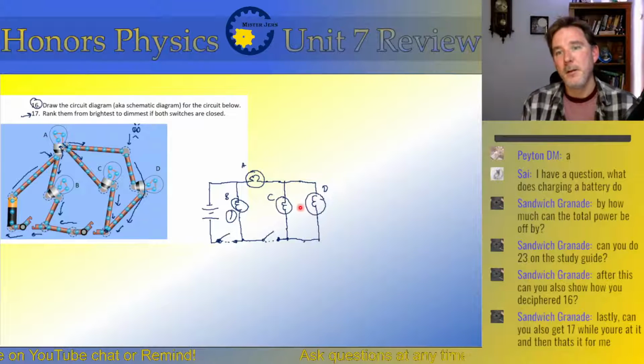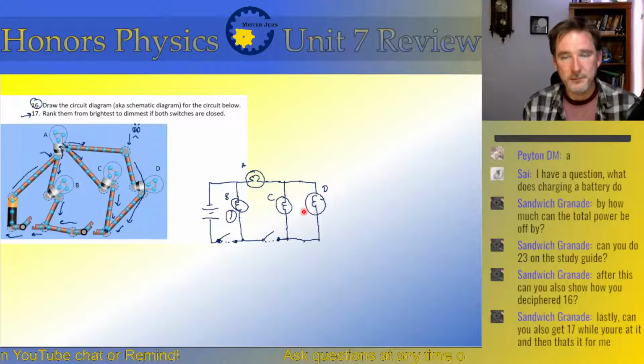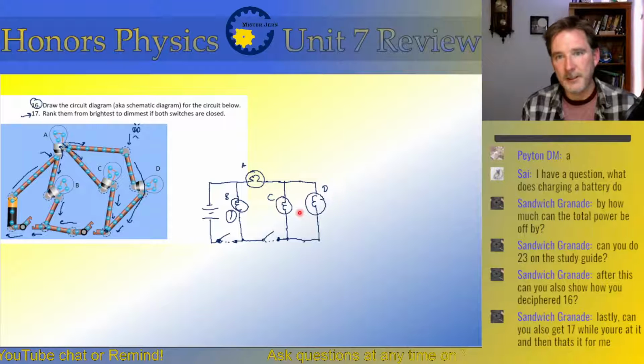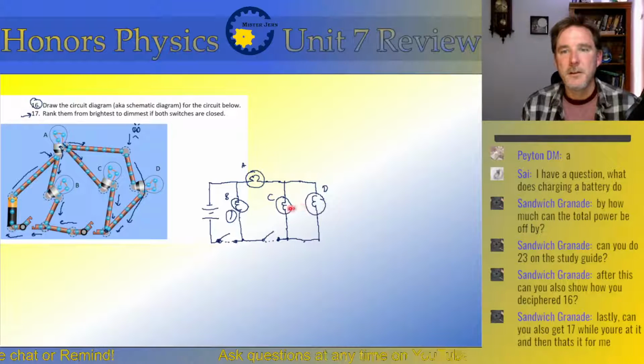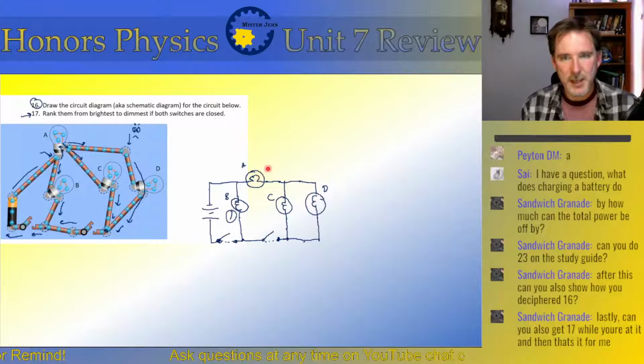Okay. Then, from brightest to dimmest, C and D are going to be the same because they're parallel to each other. A.